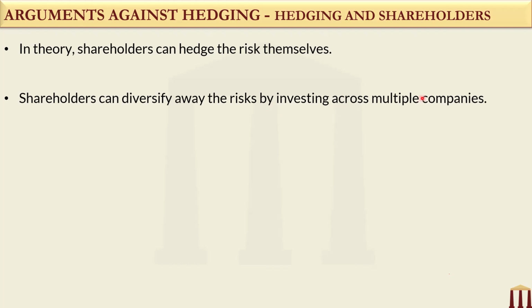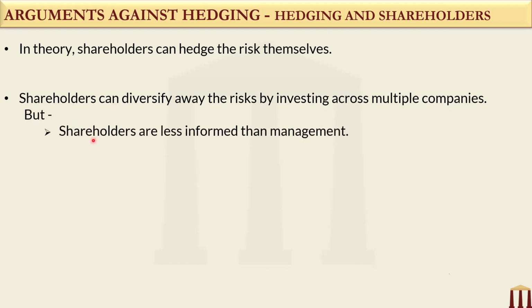Okay. So this is one argument: what is the point of hedging for the company? Let the shareholders hedge the risks, no problem at all. But there is a problem with this argument. So in the same slide, we have also given counter arguments to this argument. What are the counter arguments? The first counter argument is that the shareholders are less informed than the management.